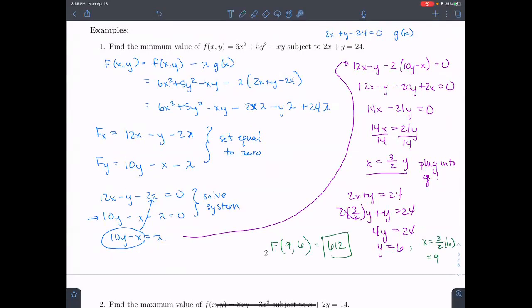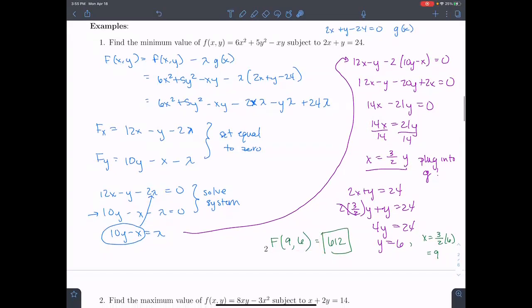There's a lot of steps here, right? So find big F, take the partial derivatives, set them equal to 0. Either solve for lambda in both and set them equal, or solve for lambda in one and plug it into the other. Get that system, solve it for one of the variables, and then plug into your restraint to get the other variable. Then you have an ordered pair, in this case 9, 6. You're going to plug in to F to find the actual minimum value.